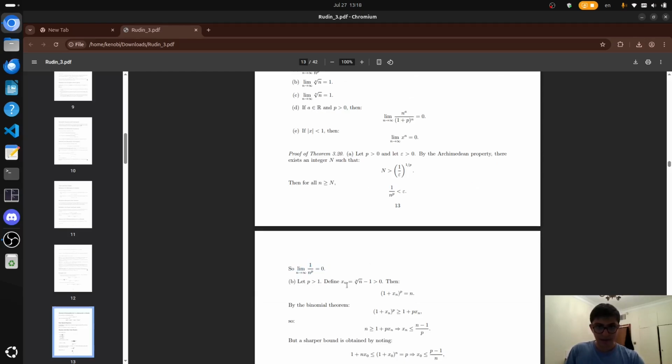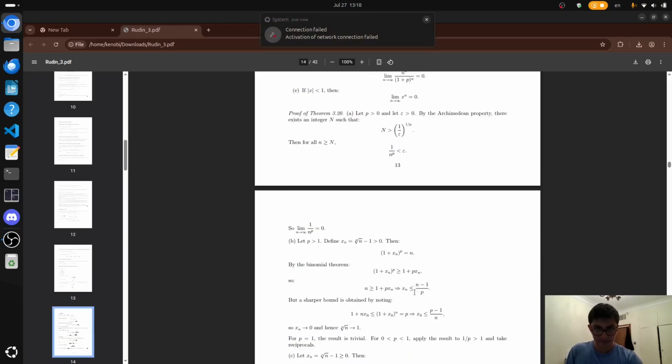If p greater than 0, we said xn equals the nth root of p. Sorry, the nth root of p over here. There again, this is a mistake. Then 1 plus xn to the n equals p. Basically, this is what we're saying over here.